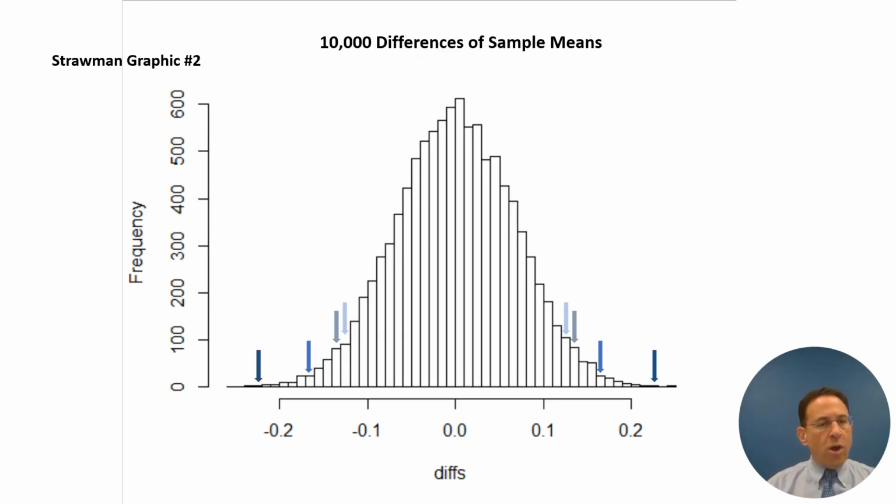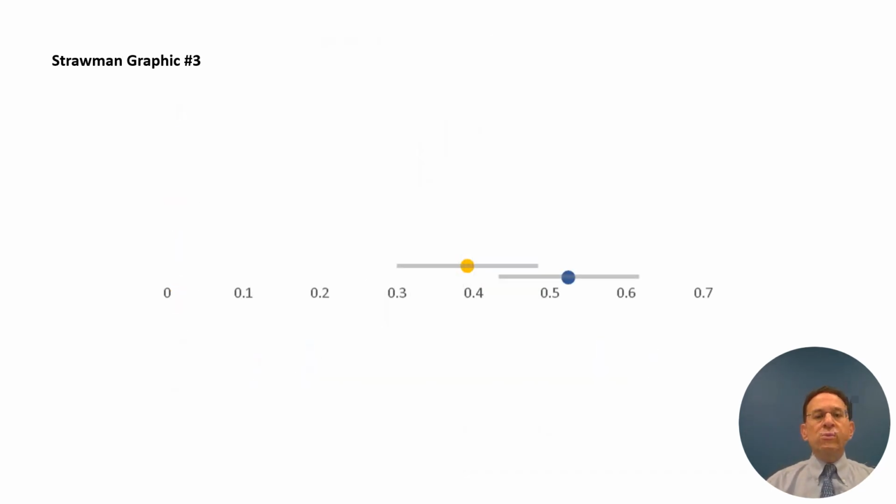The second of the strawman graphics was the distribution, or a version of the distribution of the sample statistic, derived through a sort of bootstrapping process. Here, the blue arrows on the side indicate how far out on that distribution you would need to go to be statistically significant at the different p-values. The third strawman was simply overlapping confidence intervals.